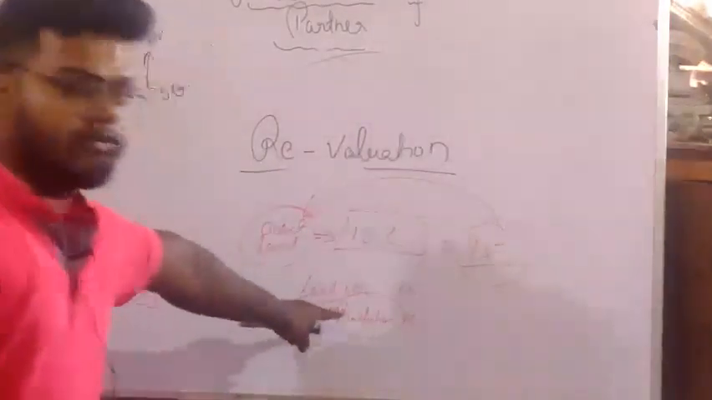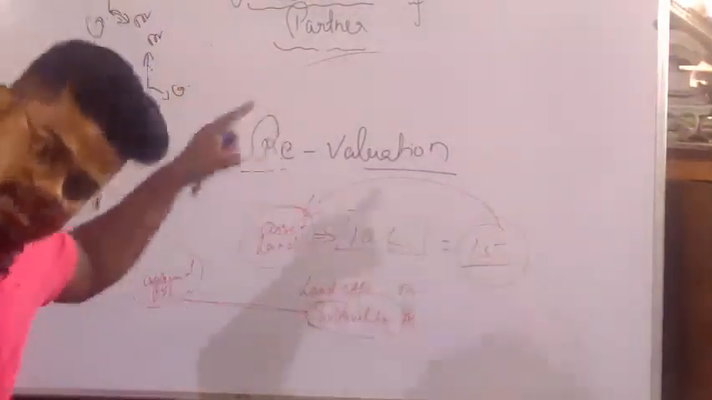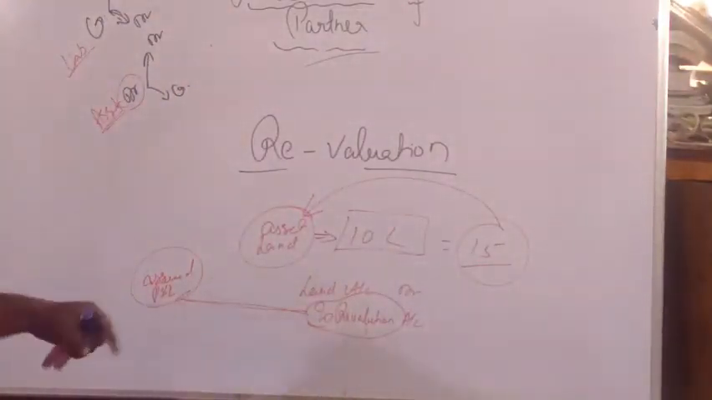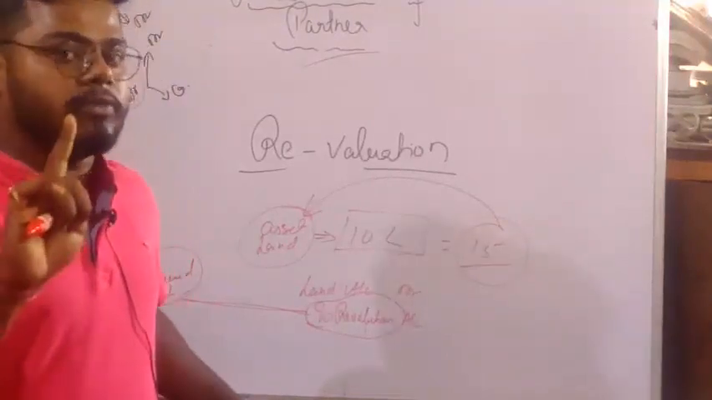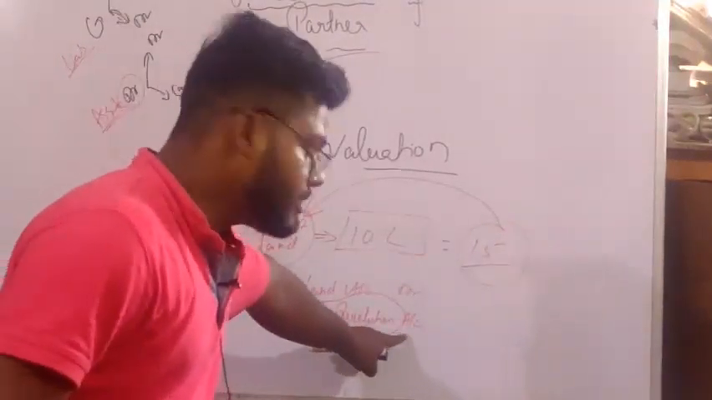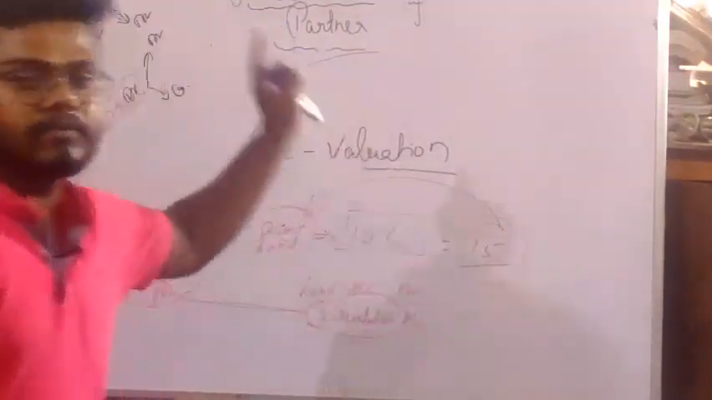Don't say that it is a profit and loss account. No, this is not a profit and loss account, this is a revaluation account, but we assume it as a profit and loss account. That means profit is like proper income, credit, you can see credit. Okay, sir.